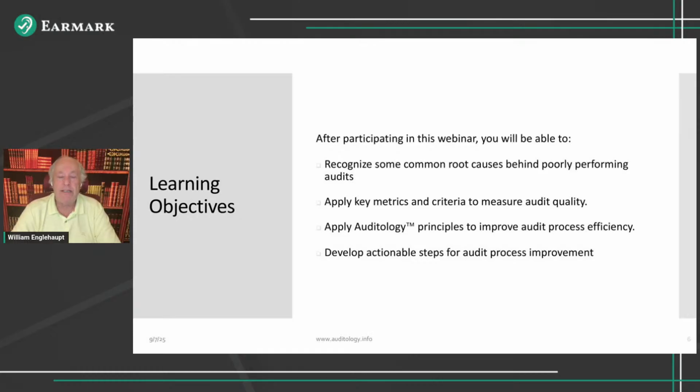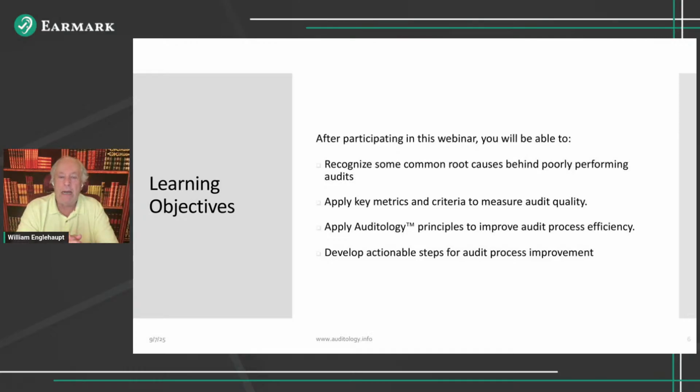So what are we going to cover today? A couple of things that we want to focus on is that there are some root causes. And as I mentioned before, I've worked on a lot of teams. We've looked at a lot of audits, and we see some pretty common themes that pop up that we would call kind of root causes.